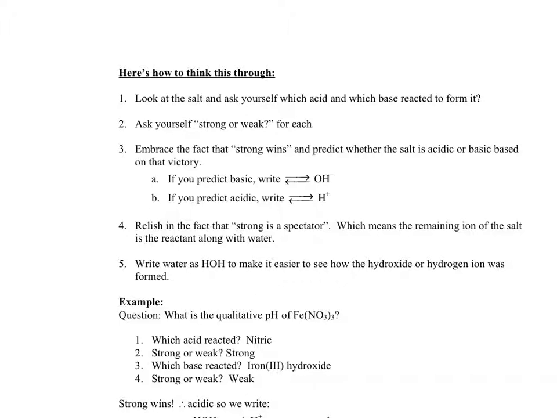So once you predict whether it's going to be basic or acidic, then you can start writing your reaction. If you predict it to be basic, you know that we've got to make some OH. And if you predict it to be acidic, you know we've got to make some H+. So that could be the start of your equilibrium. The thing that came from the strong is going to be a spectator. So we won't include that in our reaction. And then whatever else came from the weak is going to be the reactant along with water. It helps sometimes if we write water as HOH, because that reminds us that we can take off that hydrogen and leave OH, or take off that OH and leave hydrogen.